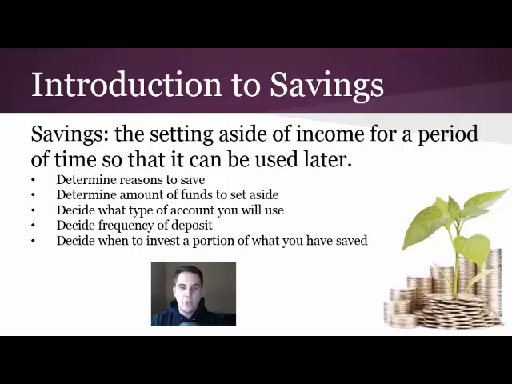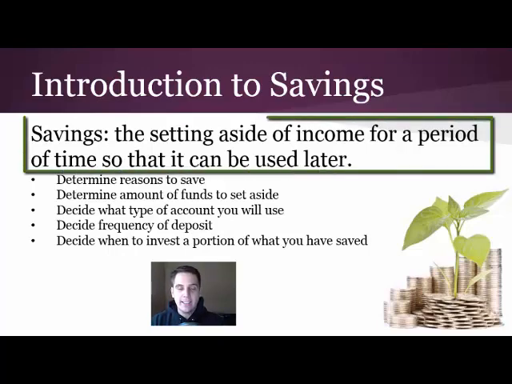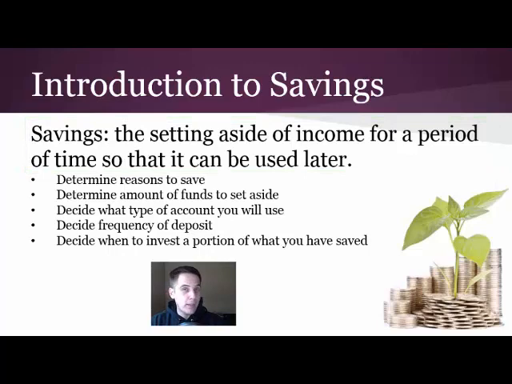So this is your introduction to savings and the different ways that you can save. To define it, savings are the setting aside of income for a period of time so that it can be used later. There's 5 things you need to do. This is part of that data collection portion that you need to figure out before you comparison shop and then commit to a decision. First, determine your reasoning to save.